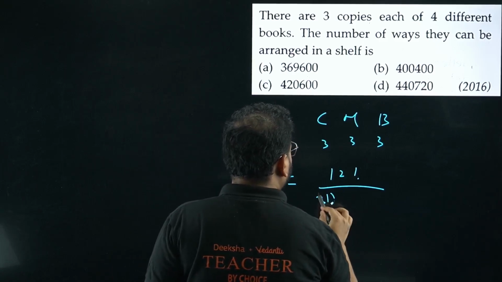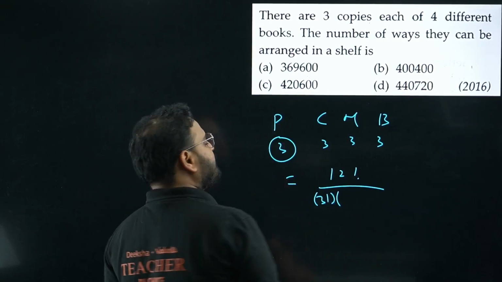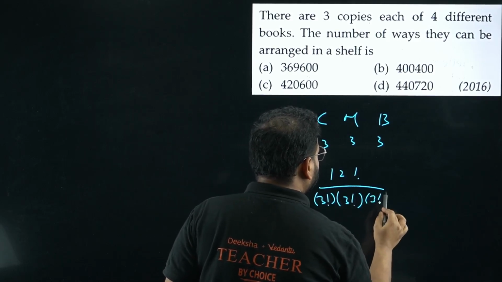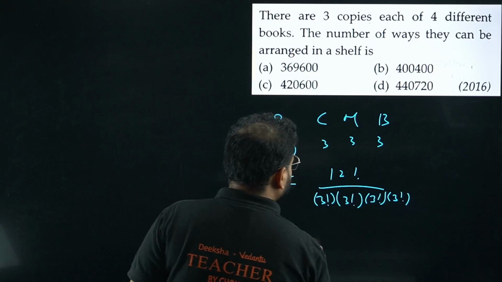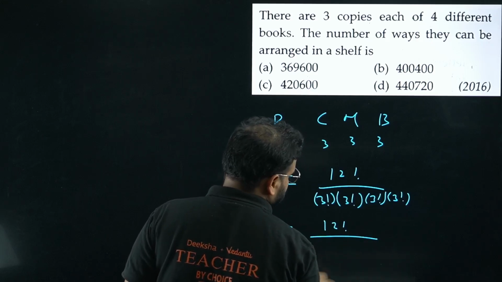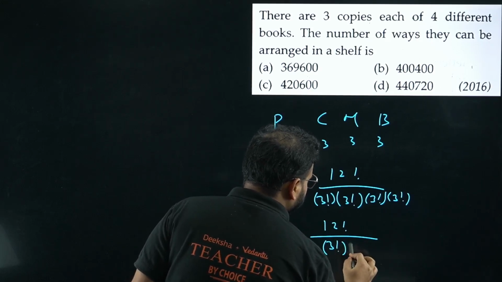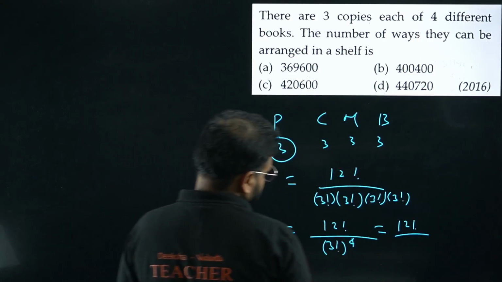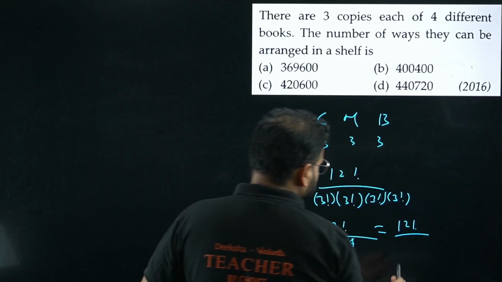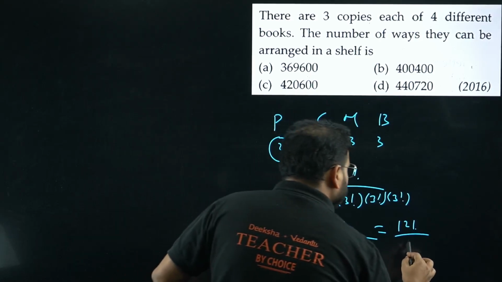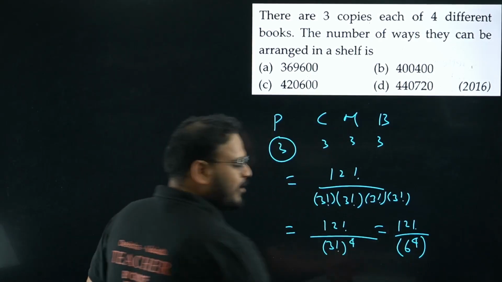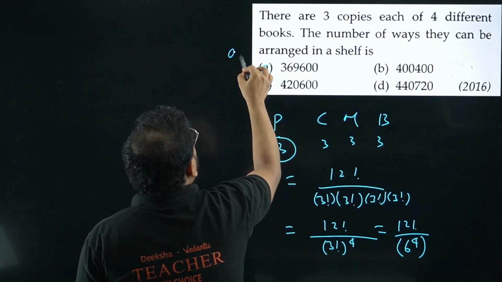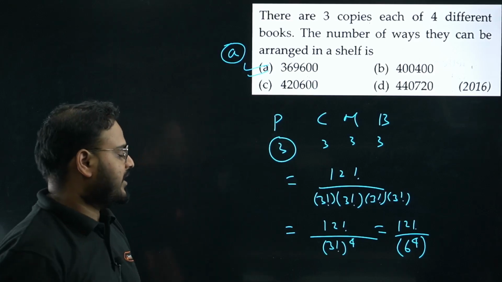3 factorial. You can club the 3 books in physics together, so 3 factorial for this. 3 factorial into 3 factorial into 3 factorial. What do I get for this? So 12 factorial upon 3 factorial power 4. 3 factorial is 6, so it's going to be 6 power 4. If you solve this, it will not be difficult. You get the answer as option A only, 39600.